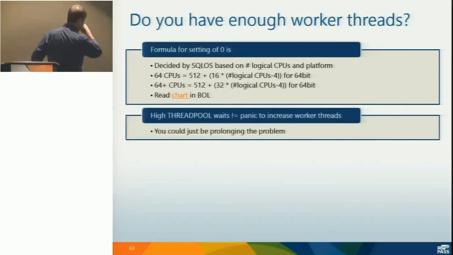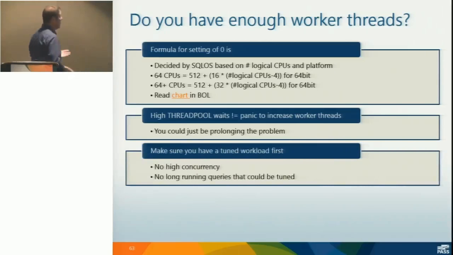So the question is though, is that good enough for you? Well, first of all, if you see high thread pool waits, do not panic and say, I need to just go expand worker threads by 1,000. Why? Because you just may be prolonging the problem. So I guess my contention is that you should tune your workload first. Tune your app first. Make sure you don't have a lot of high blocking problems or long-running queries that can be tuned. Because if you're in that state and you just bump up more worker threads, you're just creating more blocking or long-running query scenarios for your server.